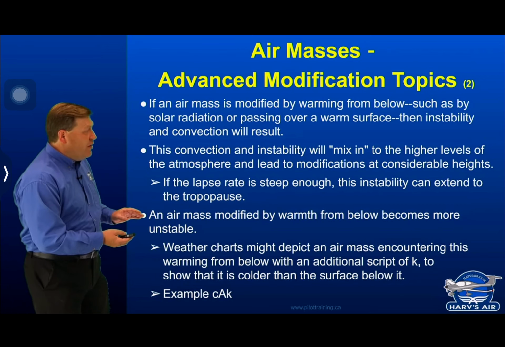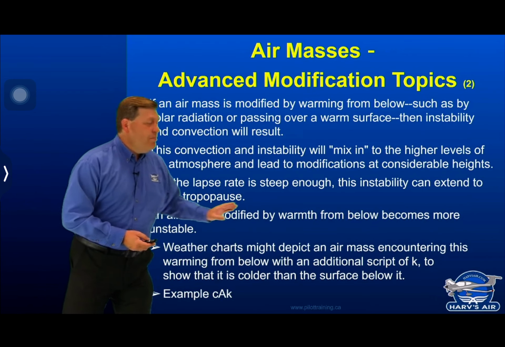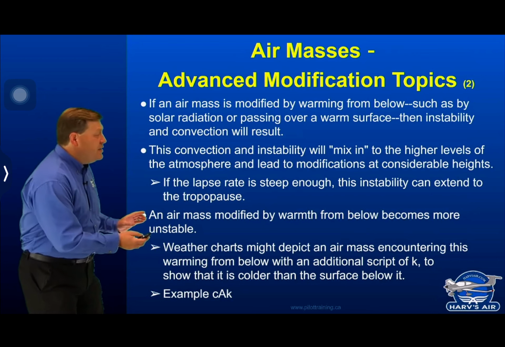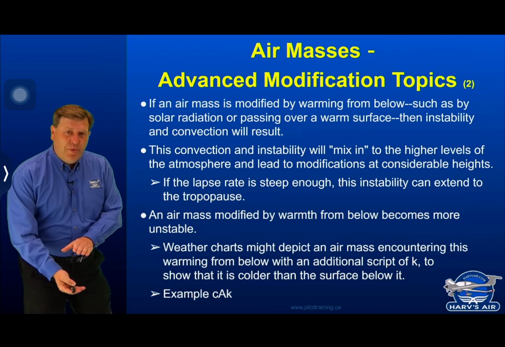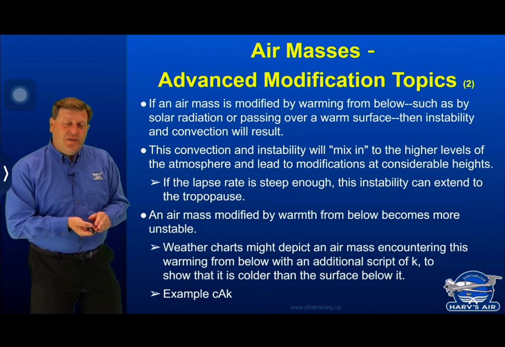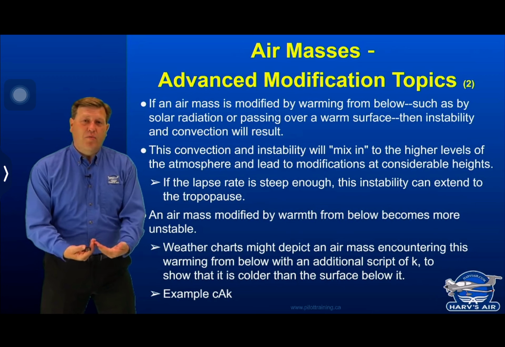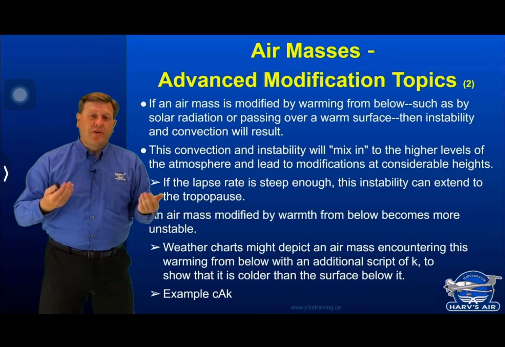Remember this: an air mass that is modified by warmth from below becomes more unstable. Warm air at the bottom, cold air at the top. Nature doesn't really like it that way, so as a result, we're going to end up with that warm air rising and trying to go upwards.